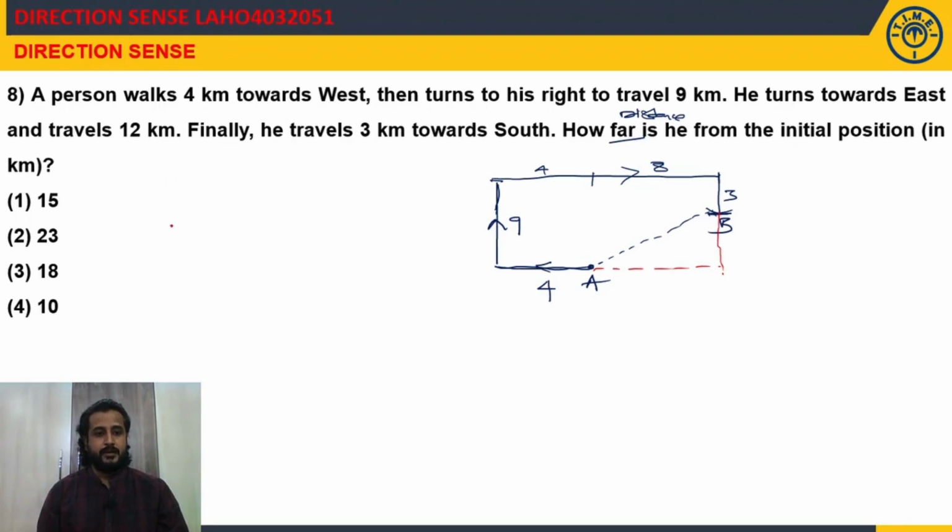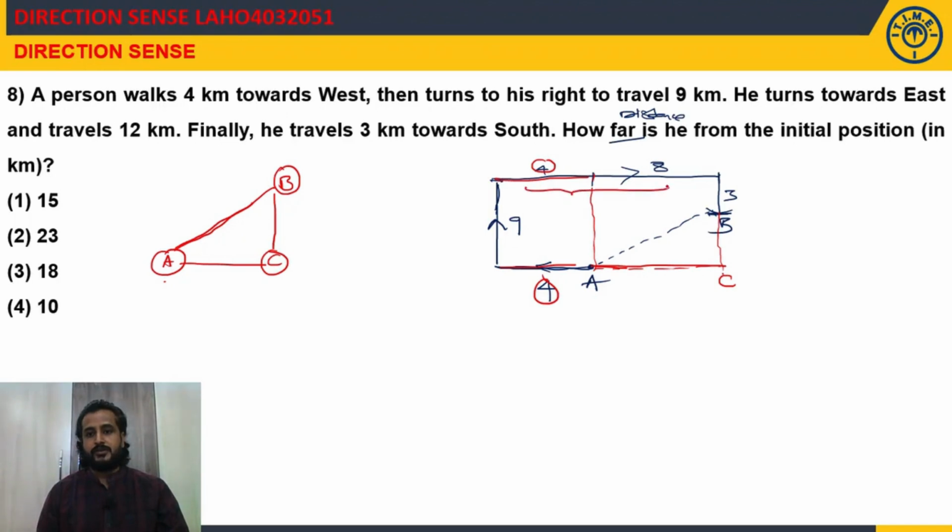So draw it separately. It is A, and let's say it is point C, and it is B. So we need to identify the distance between A and B, the starting point and the ending point. Let's check it. This distance is equal to this distance, so it is 4. But this is total 12, so remaining will be 8. So AC distance will be 8.